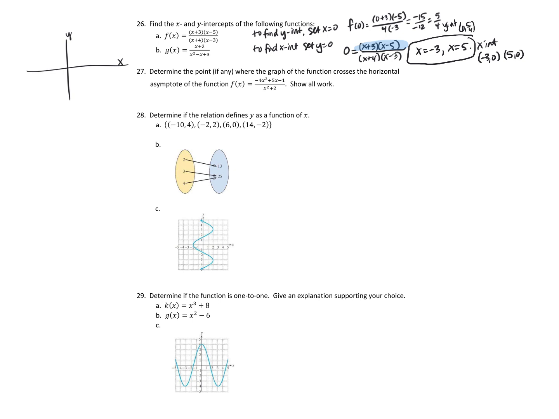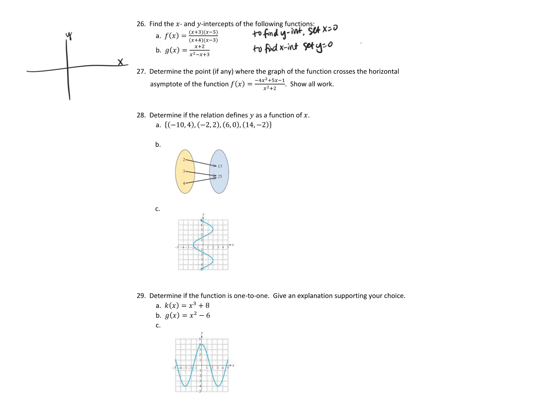Okay, so the next one, I want to find my y-intercept first. So if I set x equal to 0, I'm going to get 0 plus 2 over 0 squared minus 0 plus 3. So my y-intercept is 2/3. So the y-intercept is 0, 2/3.